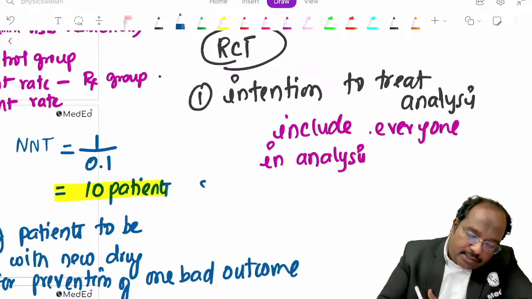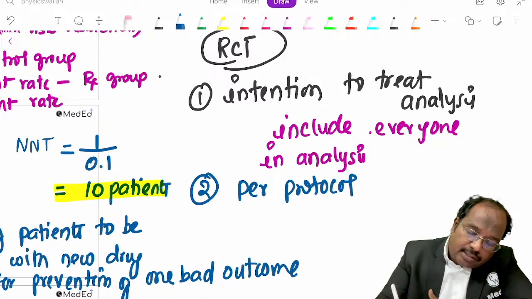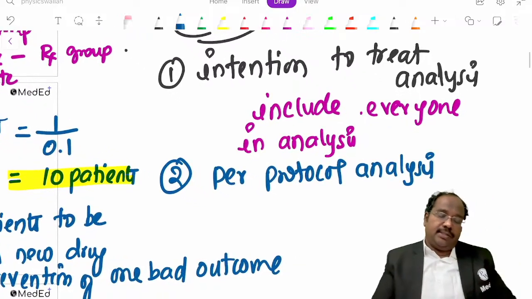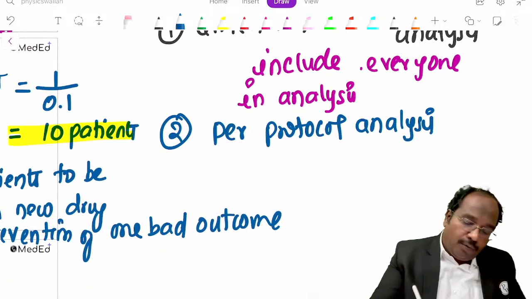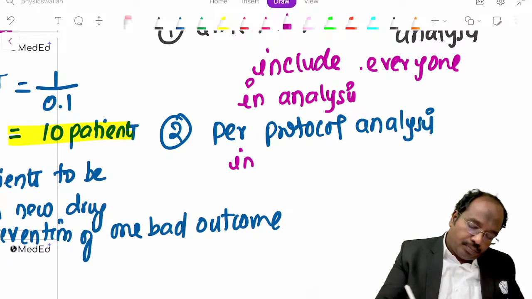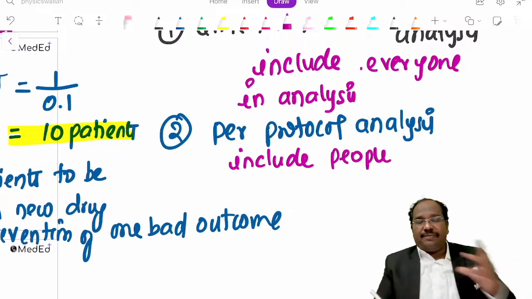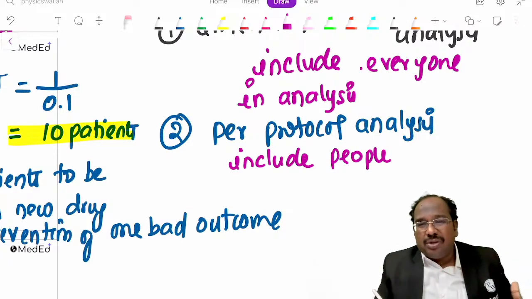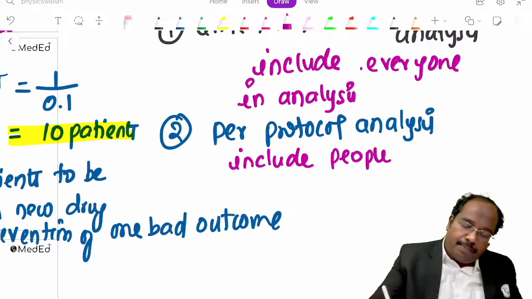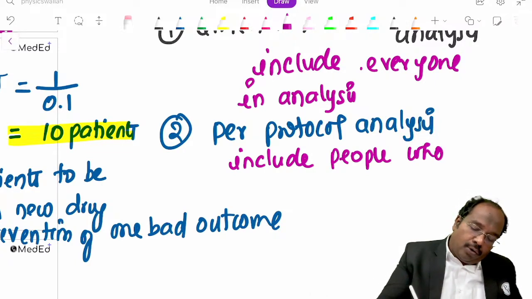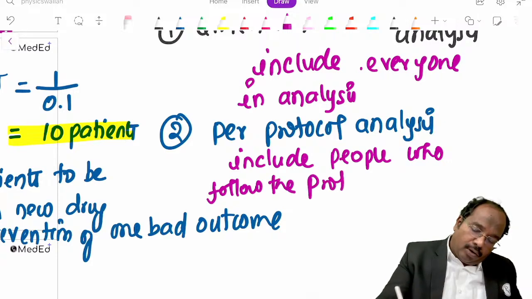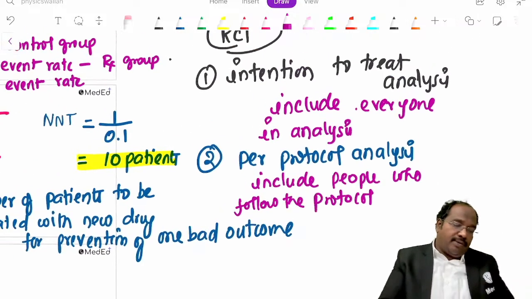The second one is called per protocol analysis. So include people who follow the protocol. If participants are not regularly taking the drug, then don't include their data in the analysis. Include people who follow the protocol. Okay, these are the two types of analysis.